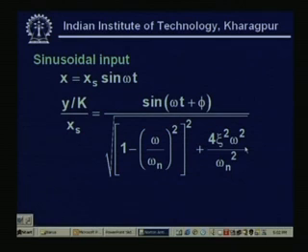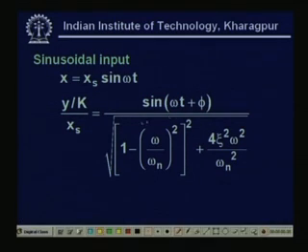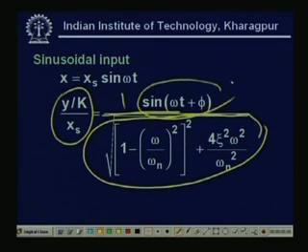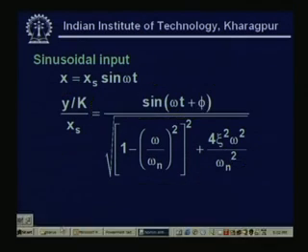So, in fact, if you take the amplitude, it will be y by k by xs, and only this part will be the amplitude ratio. So, if you look at the normalized output y by k xs, this will be 1 upon this, the amplitude ratio, because the sine part will not go, right. You will find in future, while you solve problems, that I need these values. So, you must remember or go through these notes while you are solving the problems.